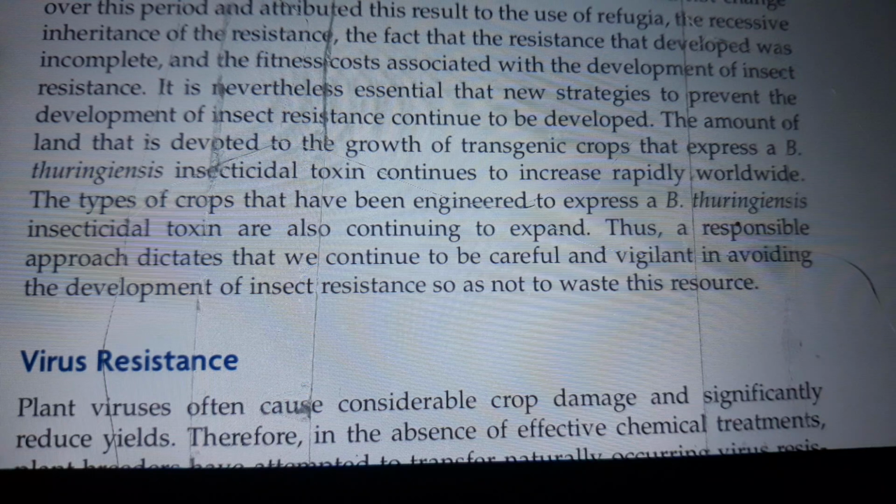It was found that the resistance did not change over this period, attributed to the use of refugia, the recessive inheritance of the resistance, the fact that the resistance that developed was incomplete, and the fitness costs associated with the development of insect resistance. And now, the amount of land devoted to the growth of transgenic crops that express B. thuringiensis insecticidal toxin genes continues to increase rapidly worldwide. Thus, a responsible approach dictates that we continue to be careful and vigilant in avoiding the development of insect resistance so as not to waste this resource.